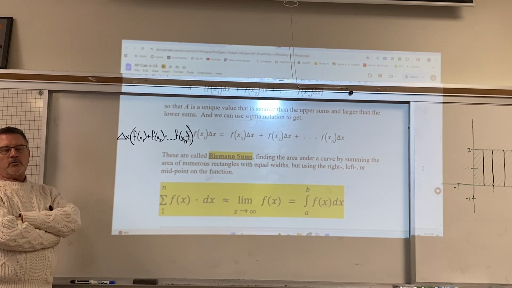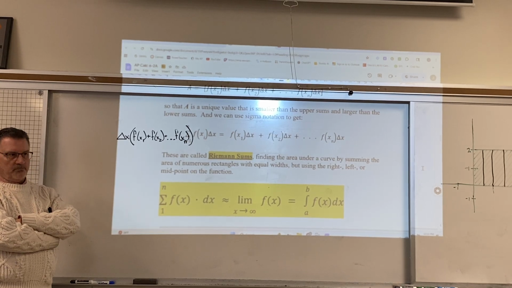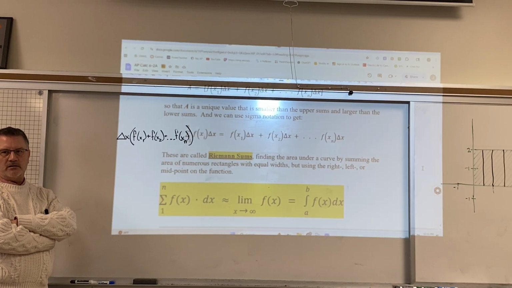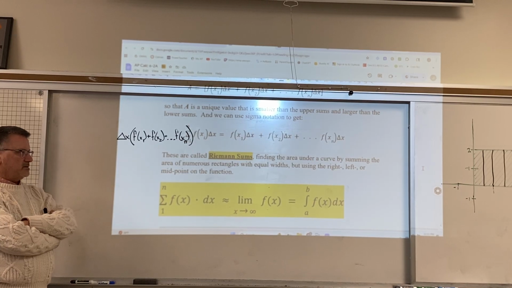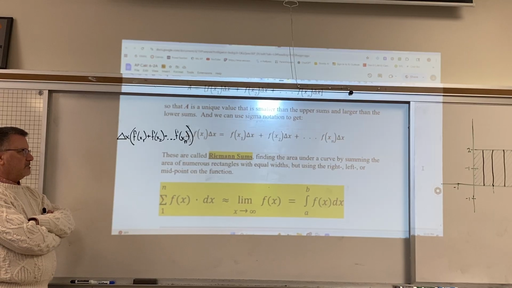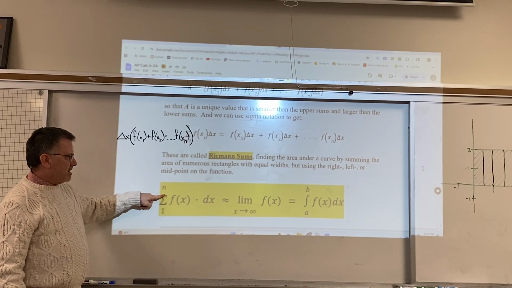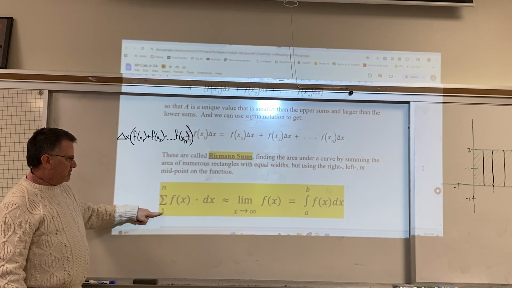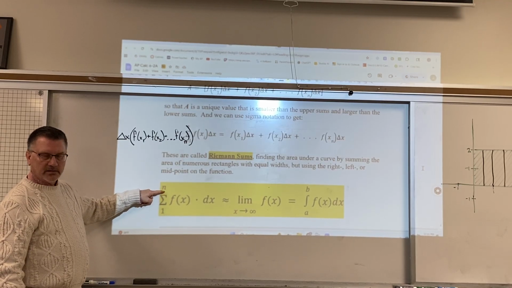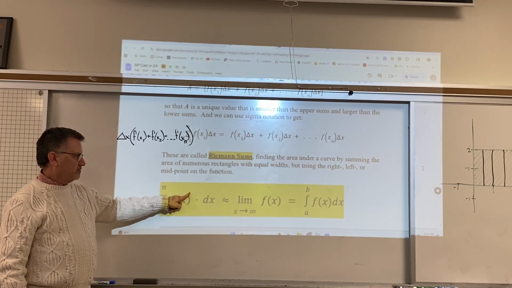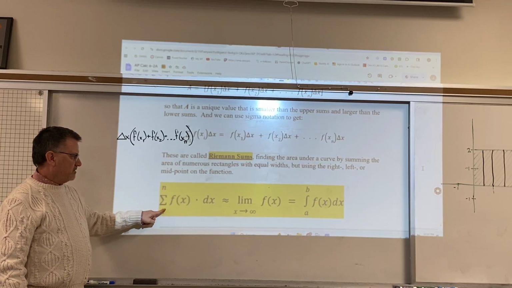These are called Riemann sums. You will be responsible for doing Riemann sums on the AP exam. Don't worry, we're going to do a lot of Riemann sums. So what this means is, we're going to add up, from 1 to however many rectangles we want, the height. So we're going to plug in the different values of x.